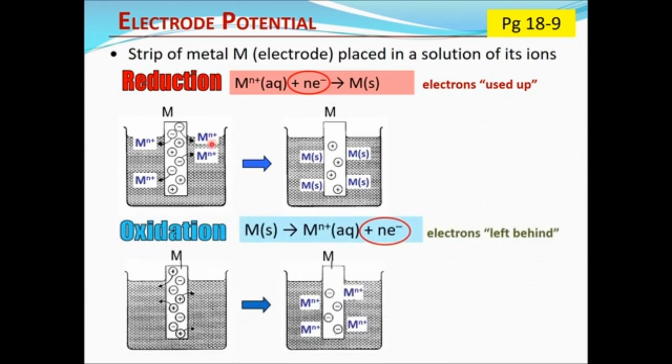So reduction of the metal ions could take place by gaining electrons from the metal strip and becoming the metal atom itself, or it could be an oxidation occurring whereby the metal atom loses electrons behind and comes out into the solution as metal ions. So these two reactions are occurring at the same time if we place a strip of metal in a solution of its ions.